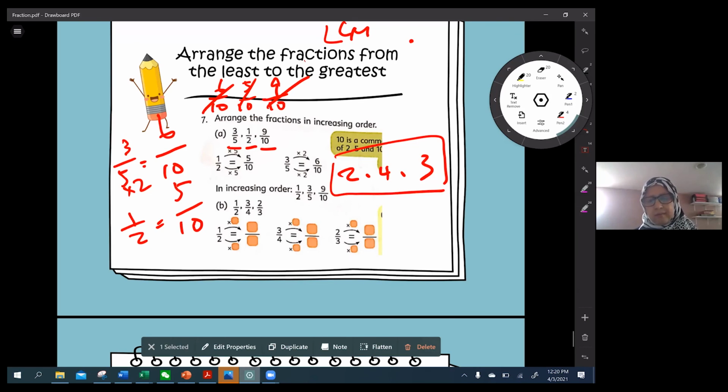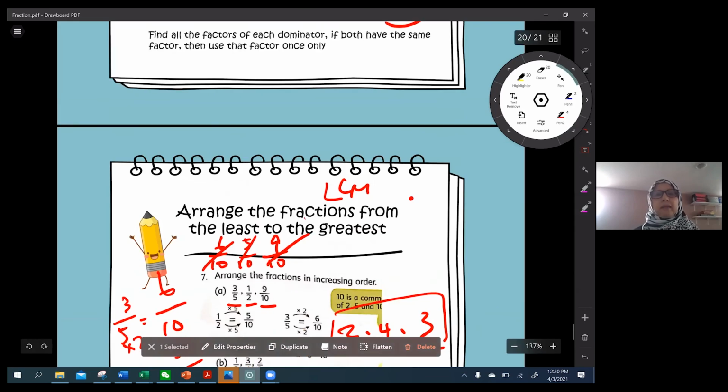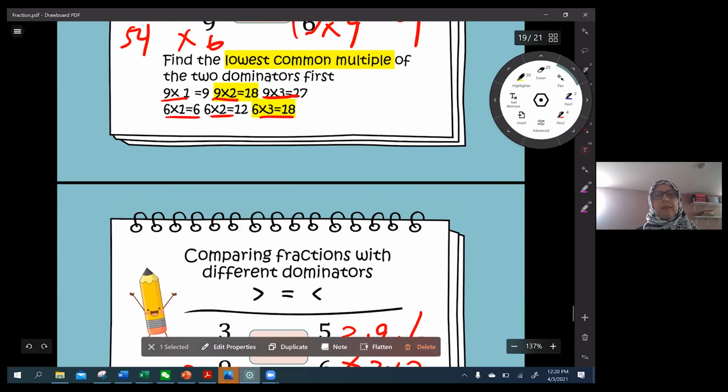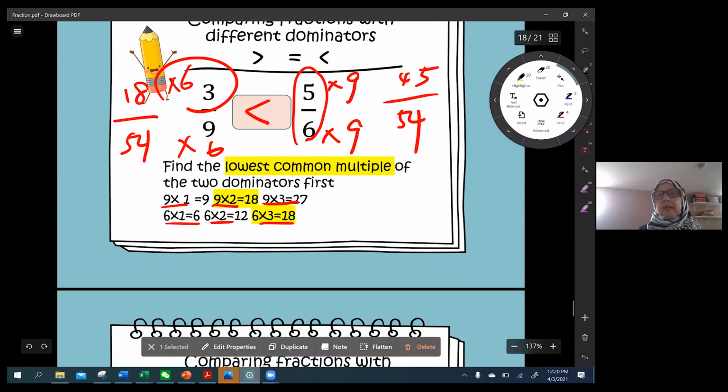One of the strategies. Okay, let's go back. How did I do the lowest common multiple? Maybe we can try this. We have 2, 4, and 3. I'm not going to do 2 times 1 first. I'm going to start with 4, maybe.